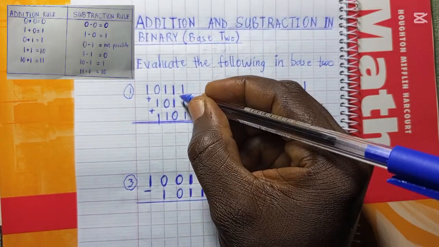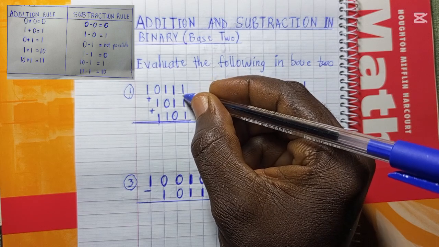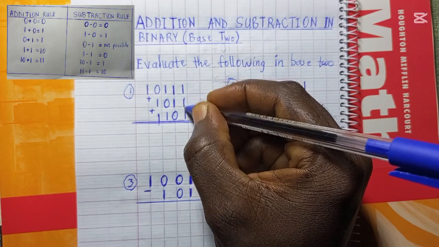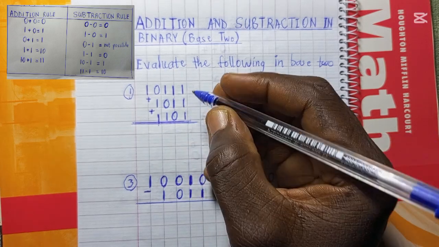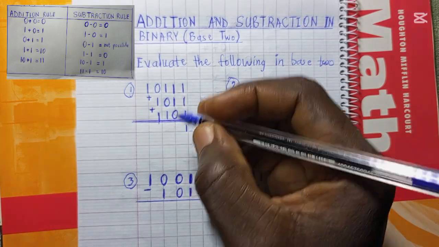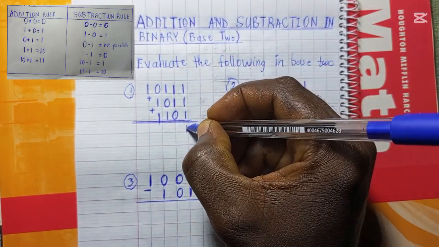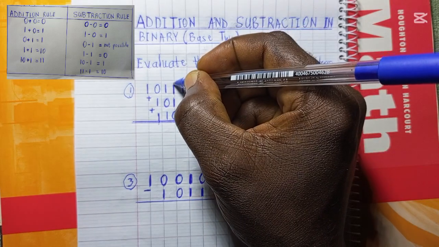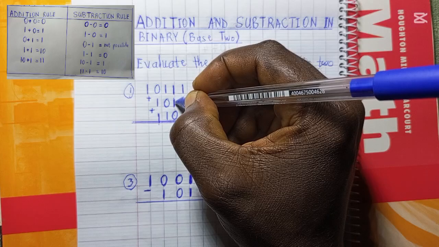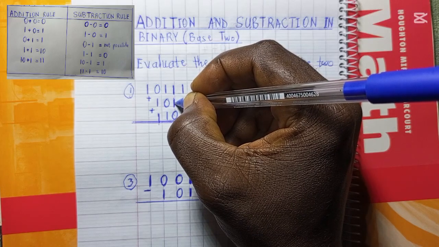So this particular number one, let's start step by step. We have 1 plus 1. 1 plus 1, that is 10. 10 plus 1, 11. So I'm going to write 1 here and bring down the 1 because I got 11 here. I'll write down 1 and take 1 to this side. 1 plus 1, that is 10. 10 plus 1, that is 11.